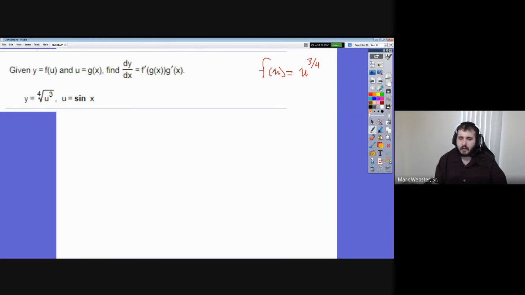And now we can take the derivative of this, bring down the exponent, and then make the exponent go down by 1. It was 3/4. Now it's 3/4 minus 1, which is negative 1/4, right? So there's that part. Now we can do our u, which is sine of x. Now we can do our du, which is the derivative of sine, which is cosine.